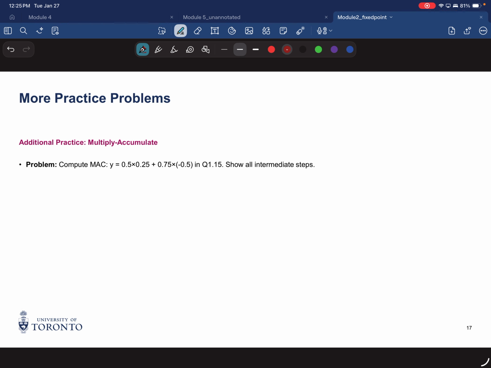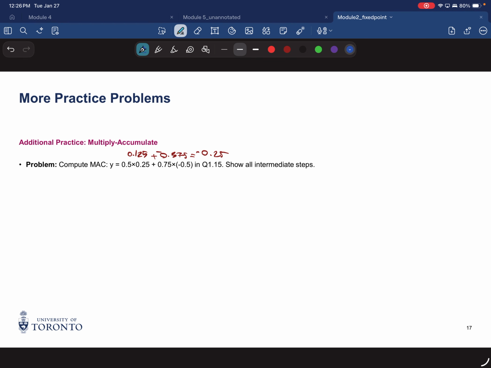So in this one, it says, compute this: 0.5 multiplied by 0.25 plus 0.75 multiplied by minus 0.5. This is a great midterm example, right? And then it says show all the intermediate steps. So I hope that you don't write 0.25 plus minus 0.35, and this is minus 0.25. This is not what we mean by the intermediate steps, okay? We are going to do the binary version.